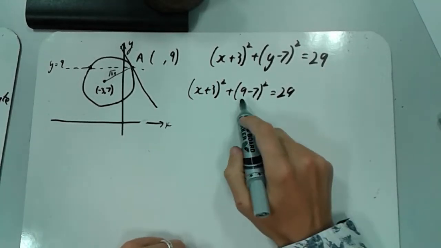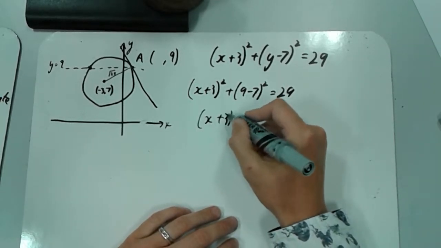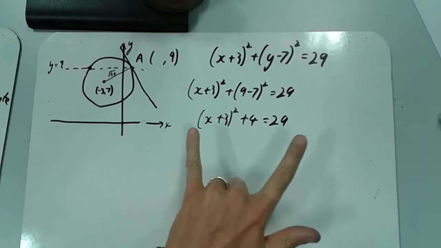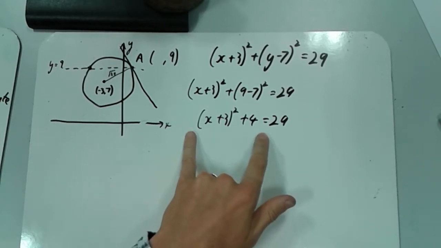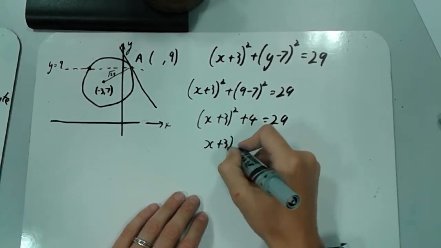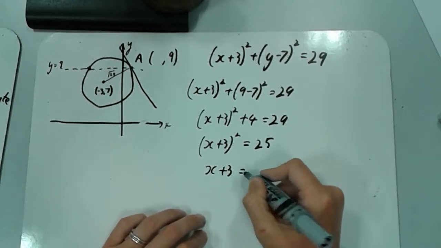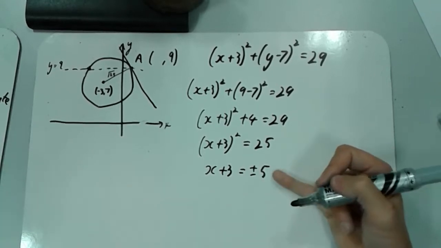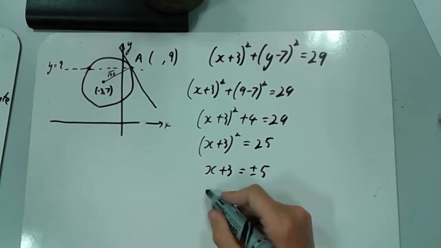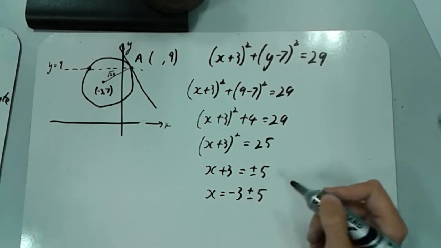Excellent. 9 minus 7 squared is 4. So we're going to have (x + 3)² + 4 = 29. We're not going to need to expand this. Remember, we know how to solve from completed the square form, and this is completed the square form. So we can just subtract the 4, square root both sides. Remember, whenever you take the square root, it could be plus or minus. We don't know, so we must consider both. x is equal to −3 ± 5.